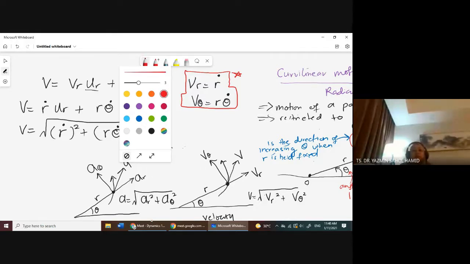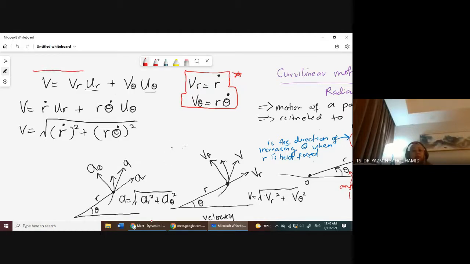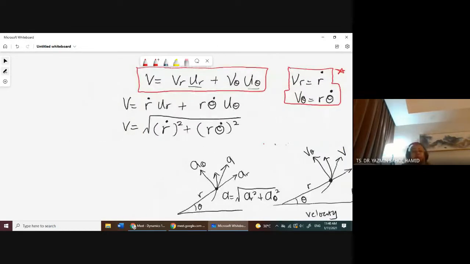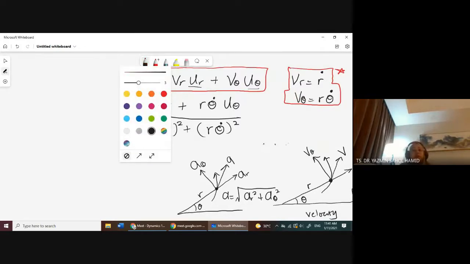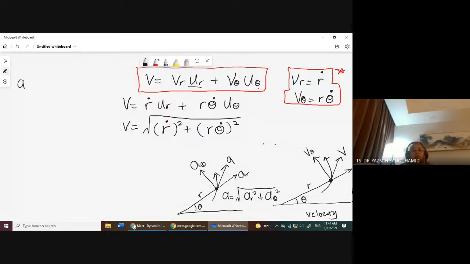This is the important understanding part. Now for acceleration. It's okay, guys. Relax. Let's come up with all these important formulas first. And then for acceleration is a_r. I think you guessed it already. a_r u_r plus a theta u theta.